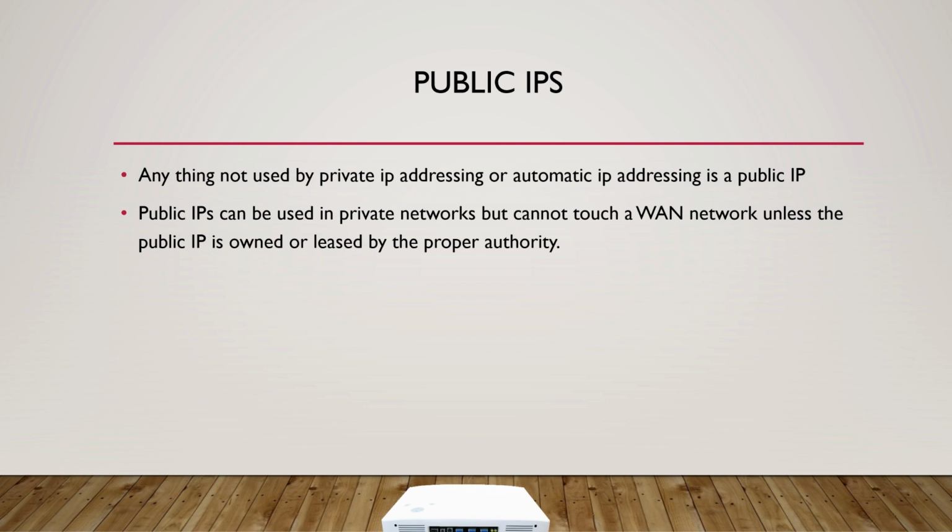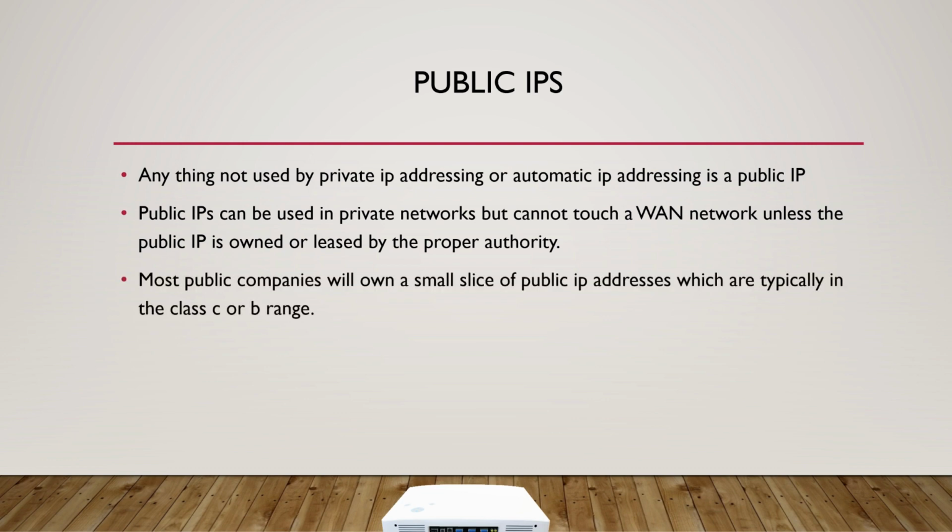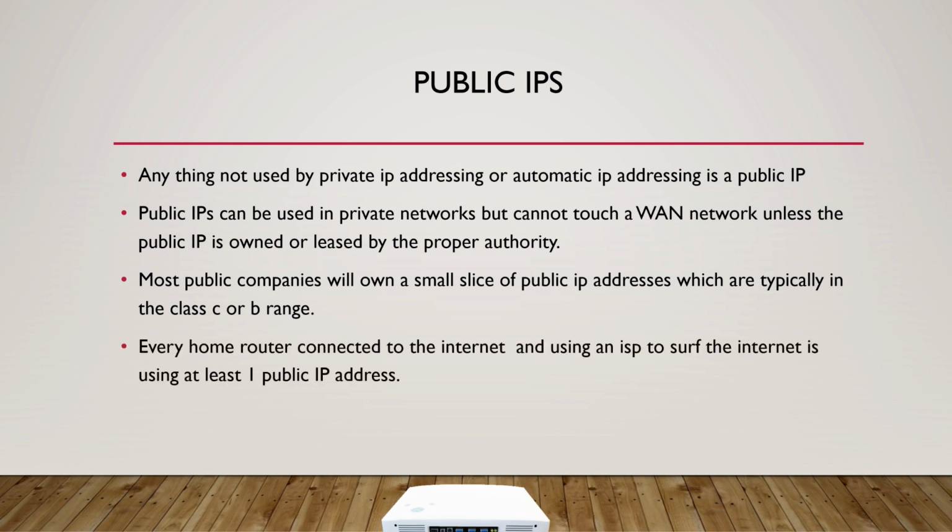Second thing is that most public companies own or lease a small slice of public IP addresses, which are typically in the Class C or B range because they don't usually need that many IP addresses to make their companies operate across the internet. And the last thing to know is that pretty much every home router connected to the internet and connected to an ISP to surf the internet is using at least one public IP address.